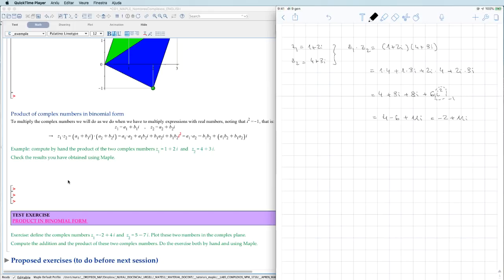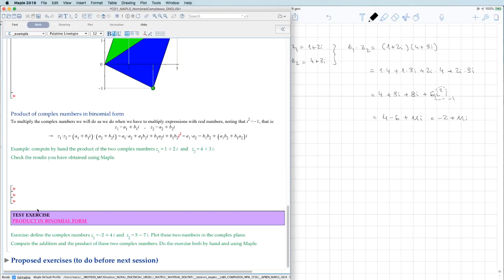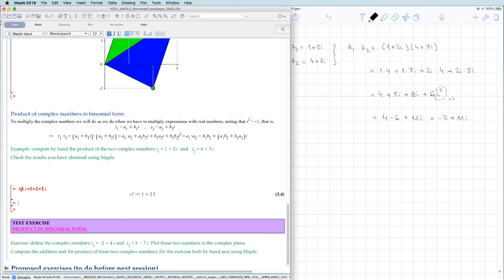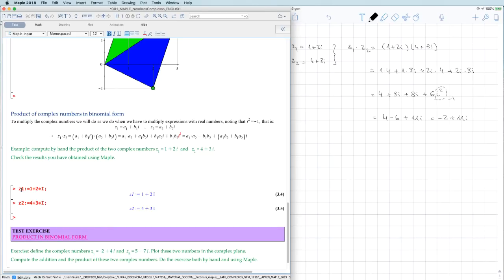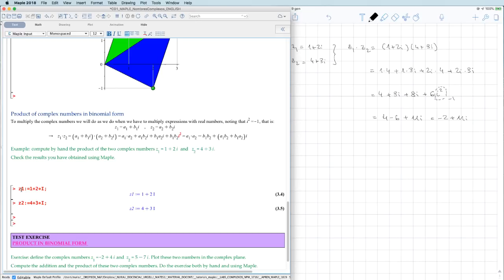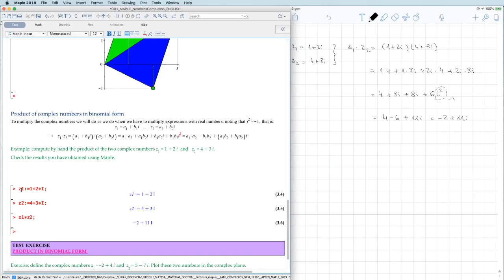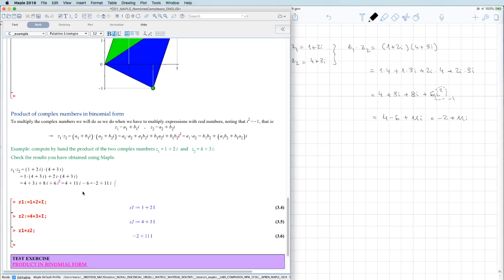Okay, so let's check it. z1 is 1 plus 2i. You can see that you can use Maple while you study to check everything you do. You don't need the teacher. z1 times z2, and we get the result that we got. I'm just going to copy this for you so that you have it here. This is the result we got.